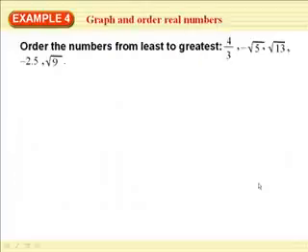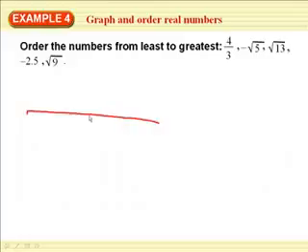Order the numbers from least to greatest. Well, when I'm putting numbers in order, I like to locate them on a number line. So 4/3 is 1 1/3. There's 1, 2, 1 1/3, about right there. That's where 4/3 is. I'll put it in as the number.